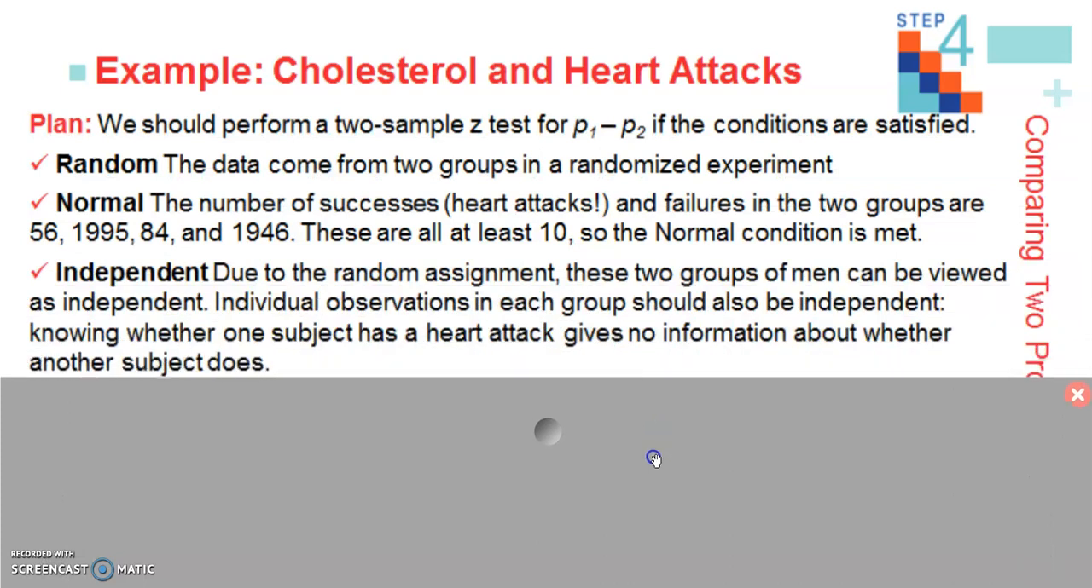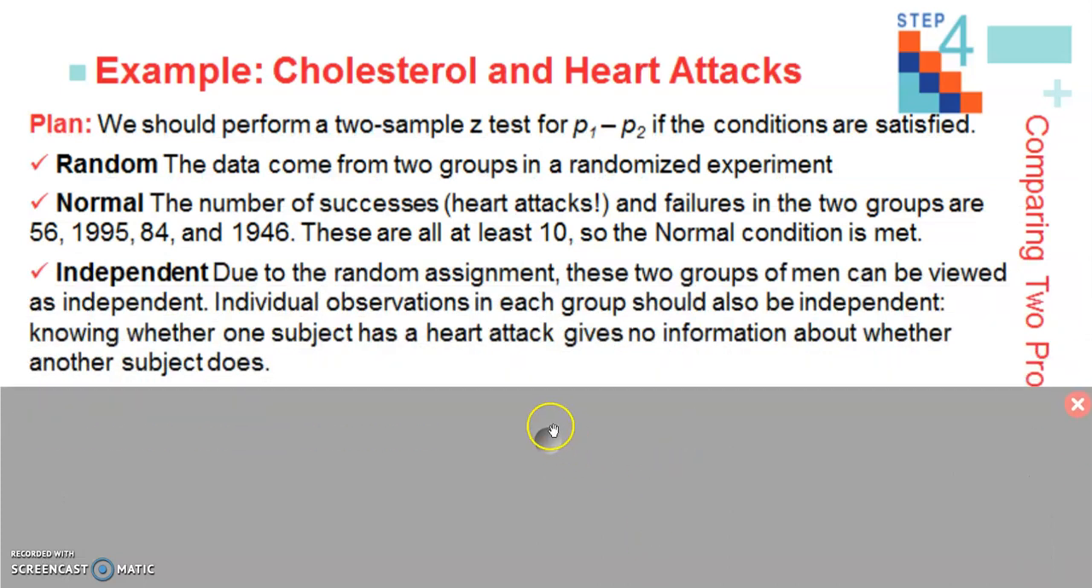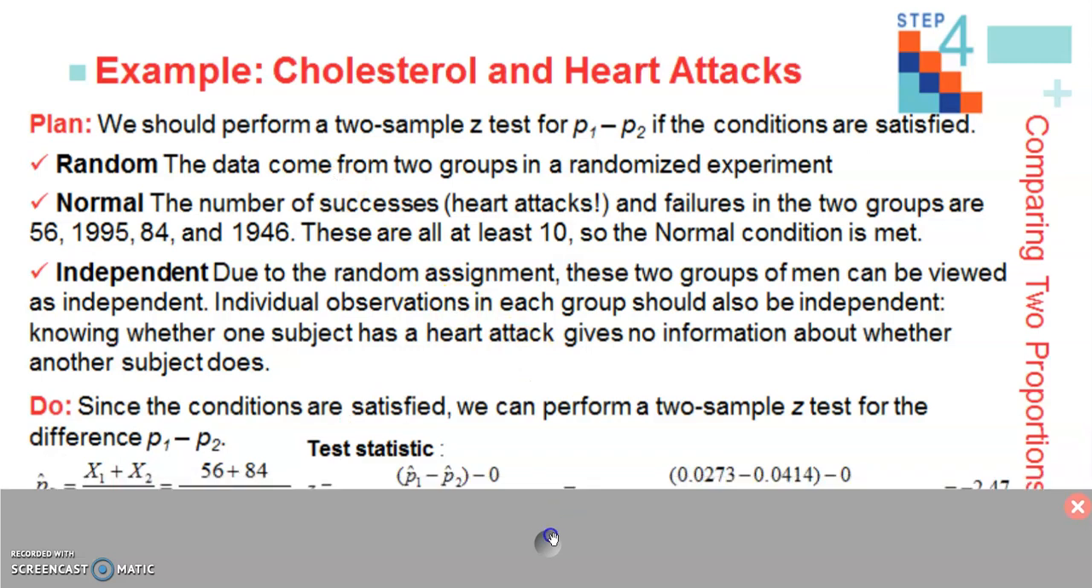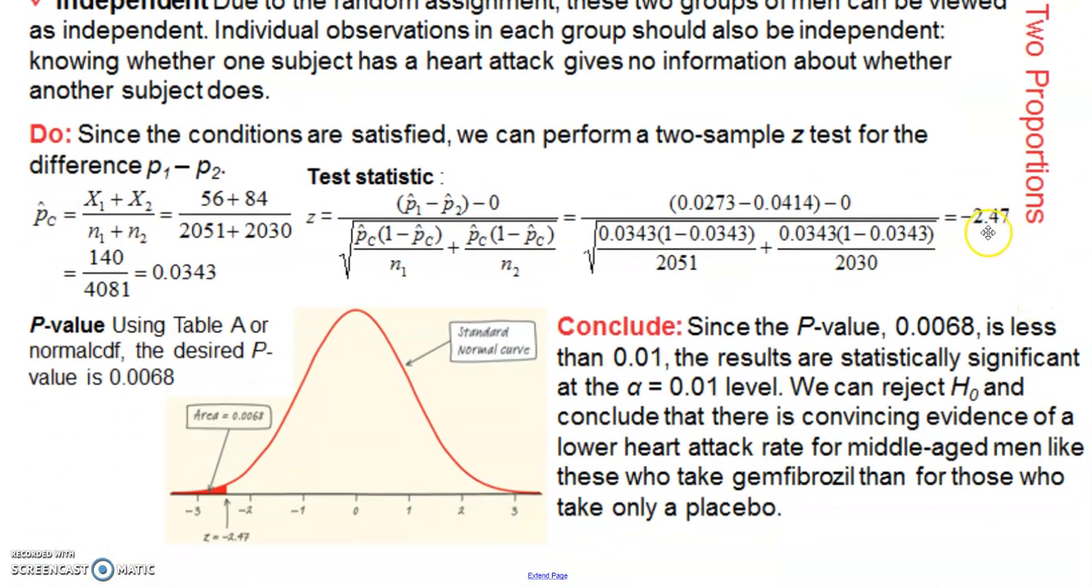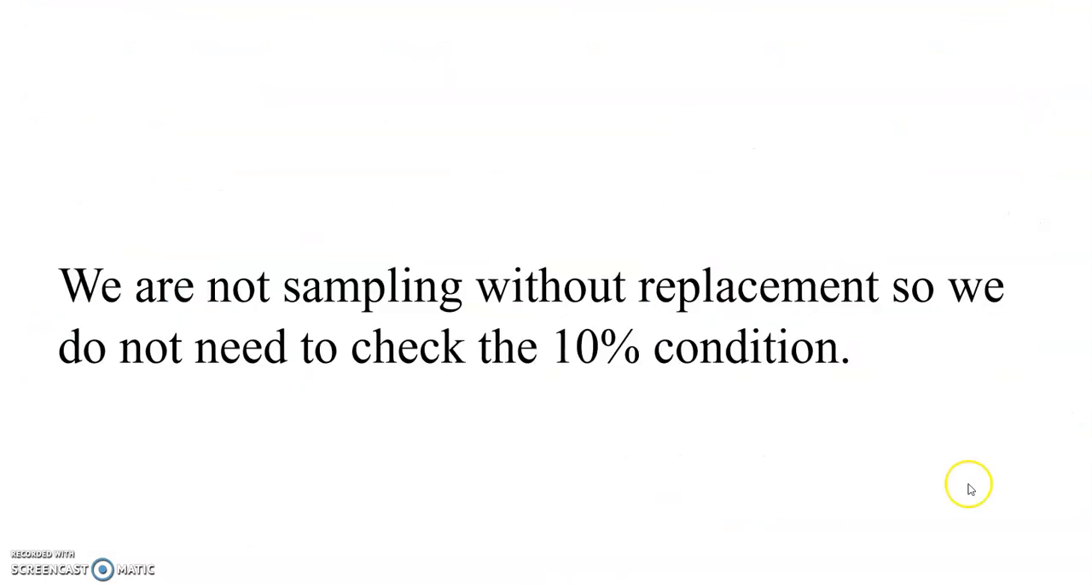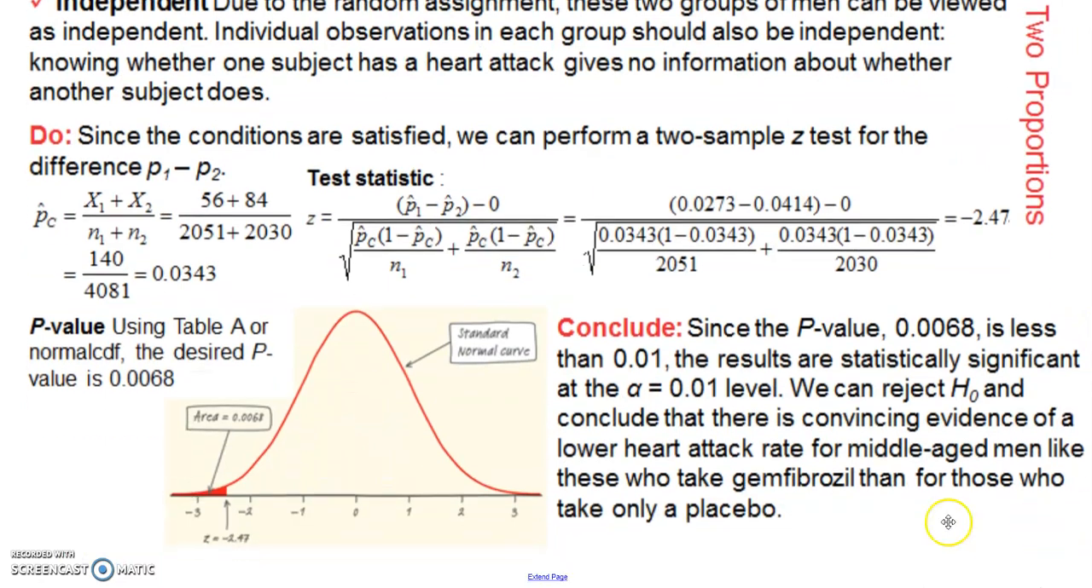Let's see, conditions. You can look those over. And you maybe used your calculator to get these numbers, but that's the test statistic you should get. Your p-value is very small, which means that we have statistically significant results. We reject the null hypothesis. We conclude the alternative. Notice that I didn't check the 10% condition because we are not sampling without replacement. Also notice that my conclusion is just for those like the ones in this study.